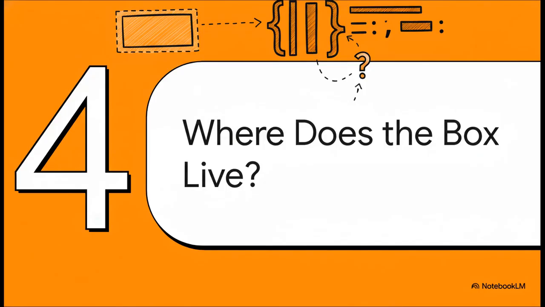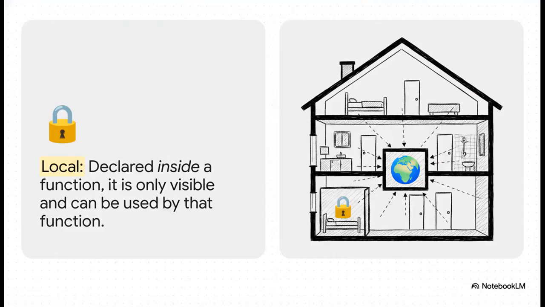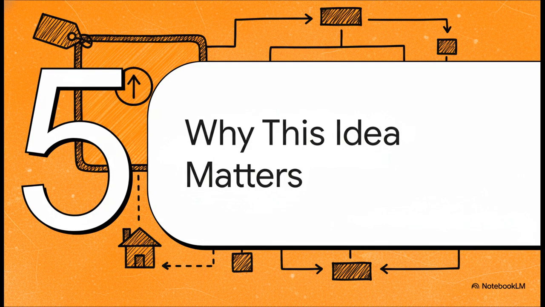All right, we've created a labeled box for a specific type of information. The very last question is, where in our program does this box actually exist? This concept is called scope. And the easiest way to think about it is to picture your program as a house. A local variable is like a box you keep in a private room, like your bedroom. Only the code inside that specific room or function can access it. This keeps things really tidy. On the other hand, a global variable is like a box you place right in the shared living room. It's accessible from anywhere in the house. This can be super useful, but it also means there's a higher risk of someone changing what's inside by accident. A box, a label, a type, and a location.